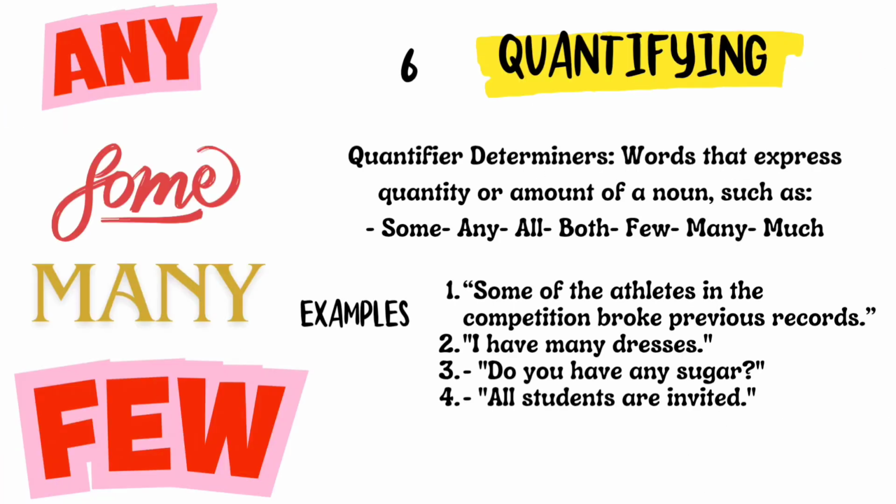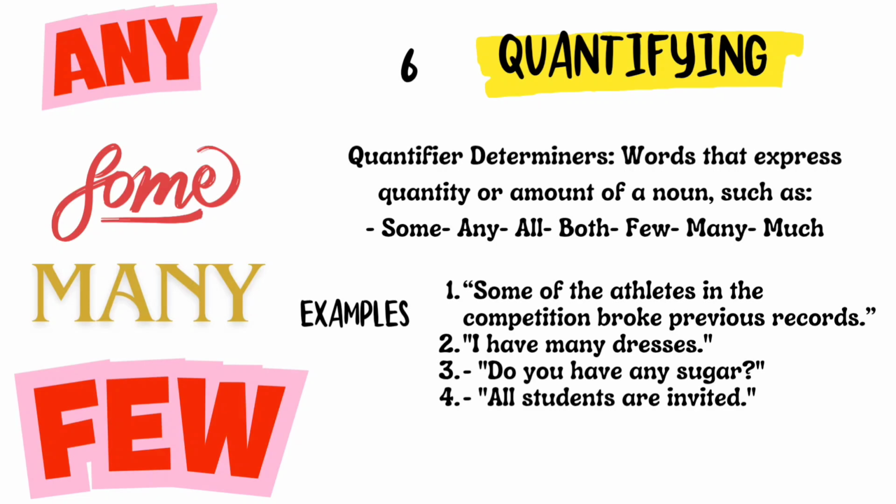Next is quantifying. Quantifier determiners are words that express quantity or amount of a noun, such as some, any, all, both, few, many, much. Examples: some of the athletes in the competition broke previous records. Next is I have many dresses. Next is do you have any sugar? Next, all the students are invited. So, the determiners which tells us about the quantity of noun, right?